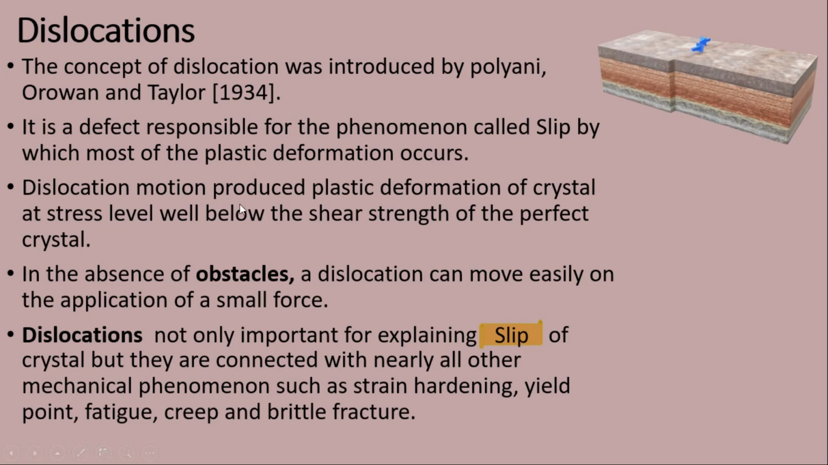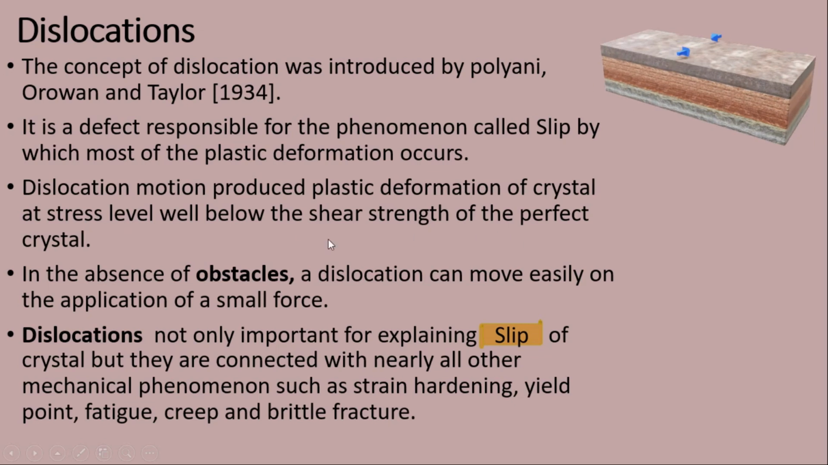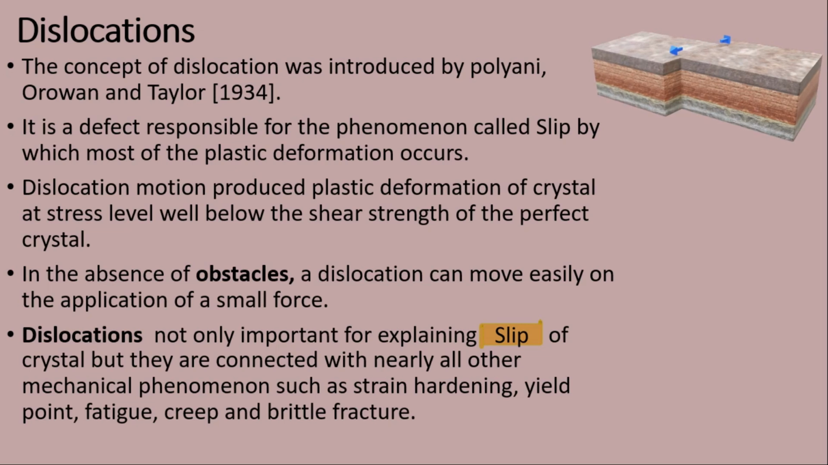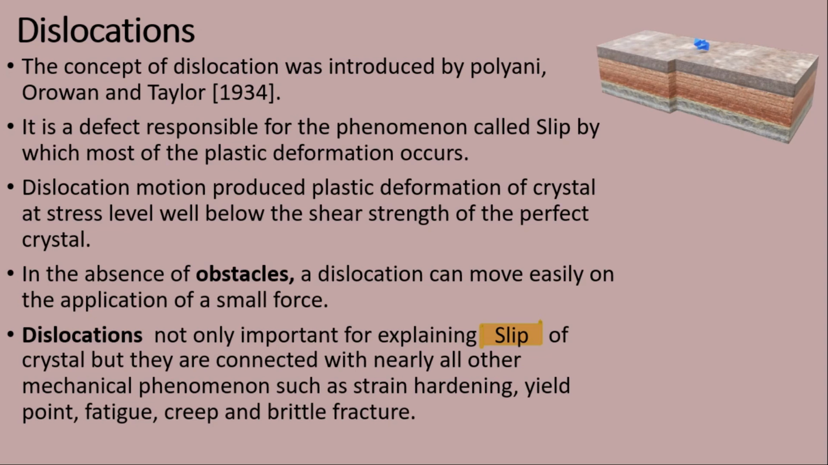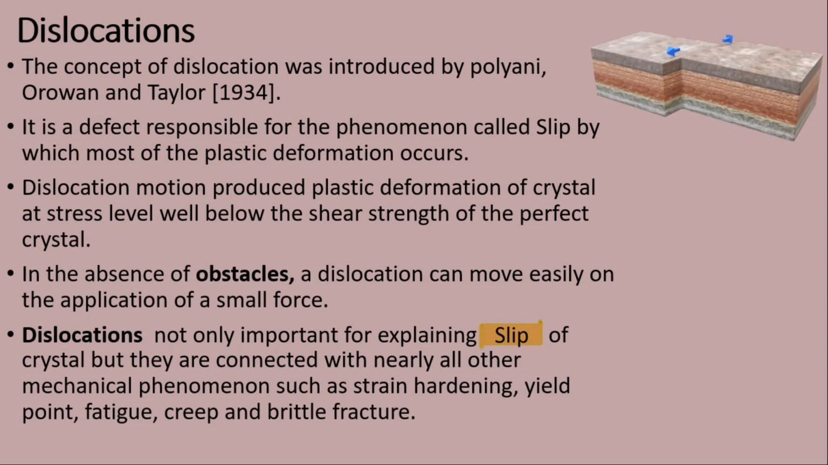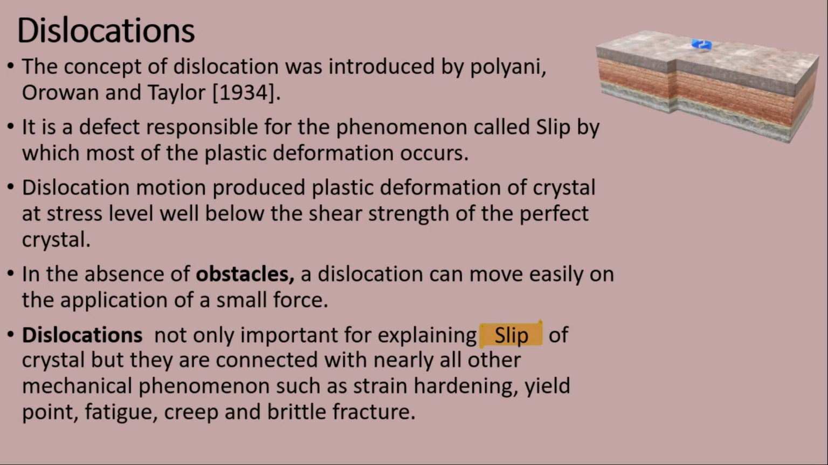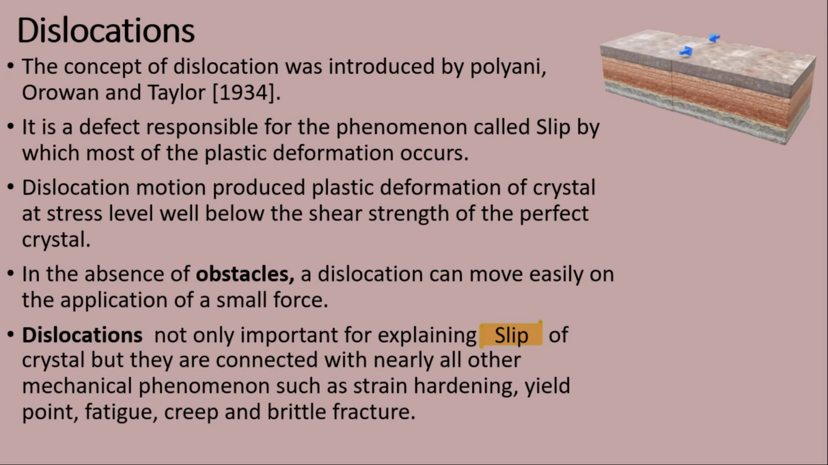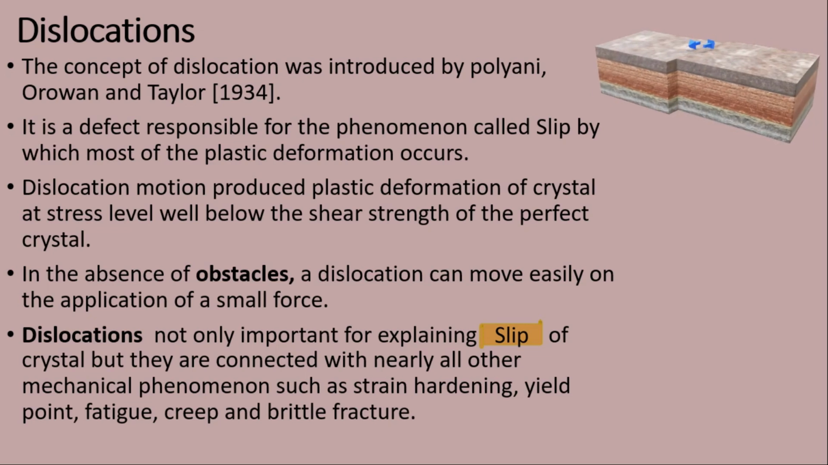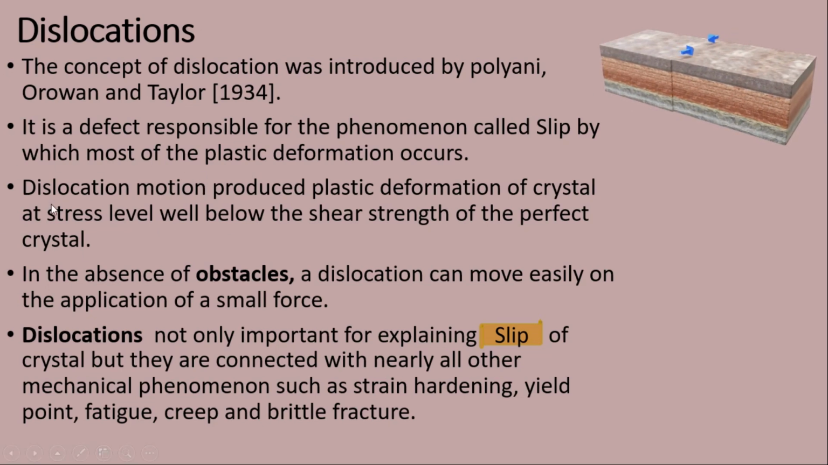Dislocation motion produces plastic deformation of a crystal at a stress level well below the shear strength of the perfect crystal. So let's suppose we have a perfect crystal of iron, and it has a certain amount of shear strength, the maximum shear stress that it can bear. If a dislocation is present in that crystal, then this material might fail at stresses well below the shear strength, just because of the presence of the dislocation or by the dislocation motion.